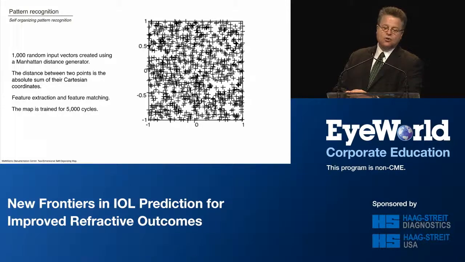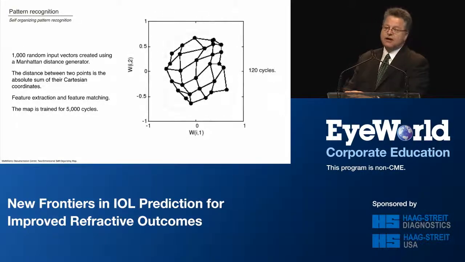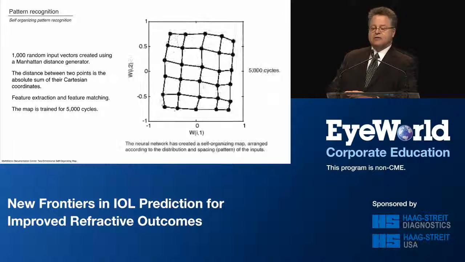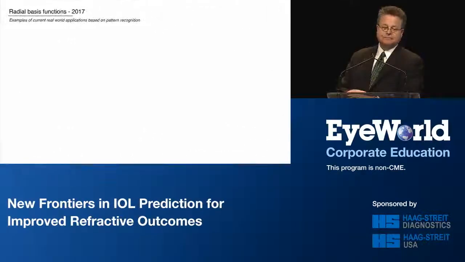We're going to use a tool called feature extraction and feature matching, and we're going to run it through 5,000 times. And with the computers we have, this doesn't take very long. So here's 40 cycles, 120 cycles, 500 cycles, and 5,000 cycles. And from this seemingly chaotic mess, we were able to tell that these were Manhattan distances. So think how powerful this technology is for eyeball power calculations, and you can see why we're excited about it.